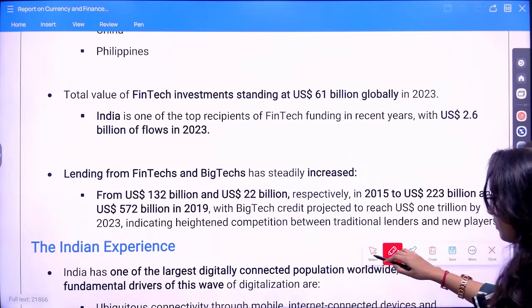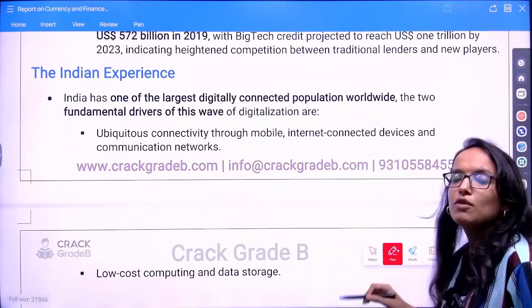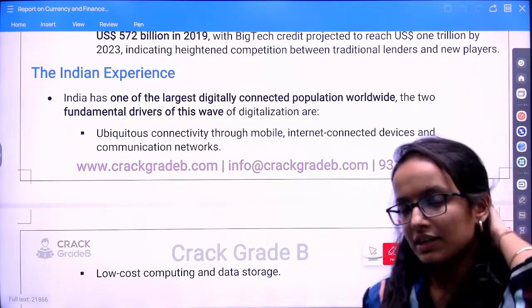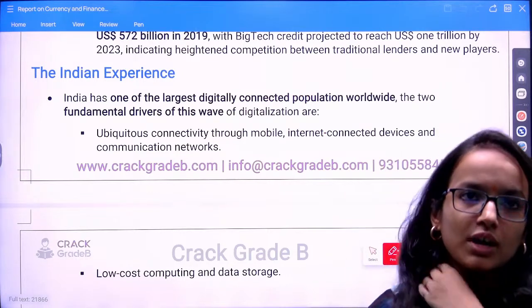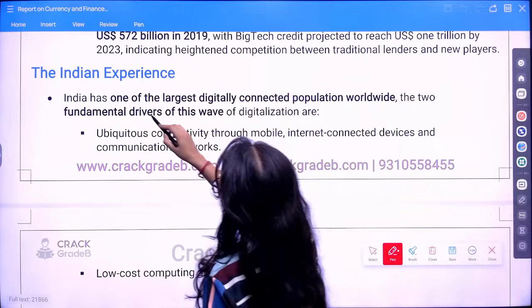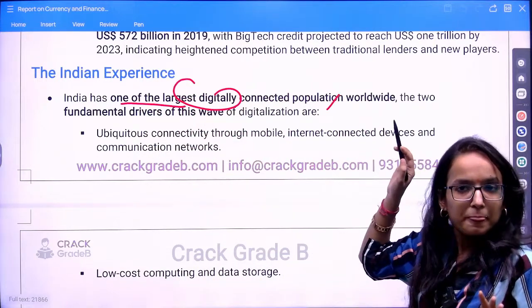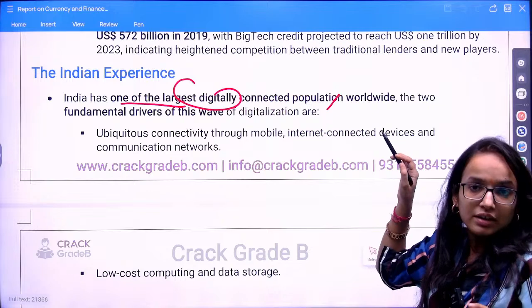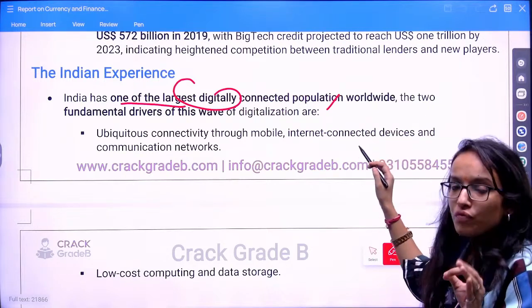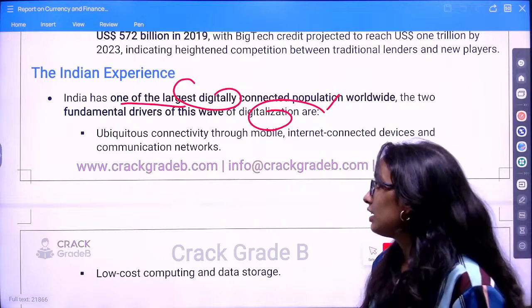Remember this. Now, if we talk about the Indian experience particularly in this sphere, what has been the Indian experience in digitalization? The report tells you the Indian experience, right? India has one of the largest digitally connected populations worldwide. There are two fundamental drivers of this wave. Why are we able to achieve that?